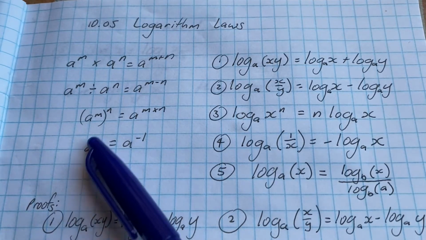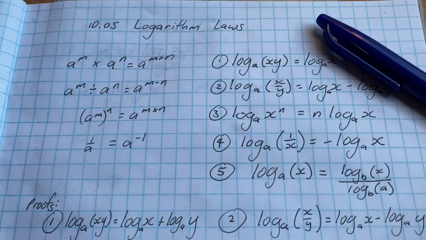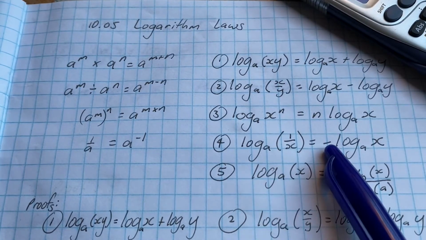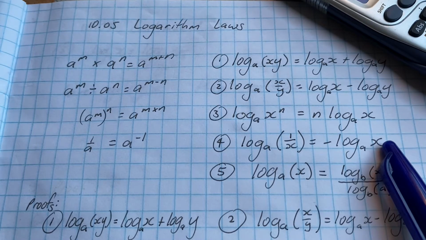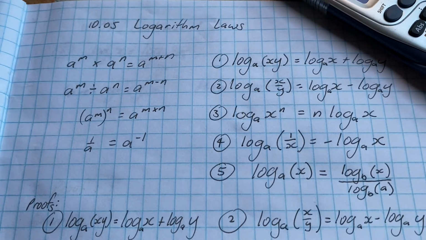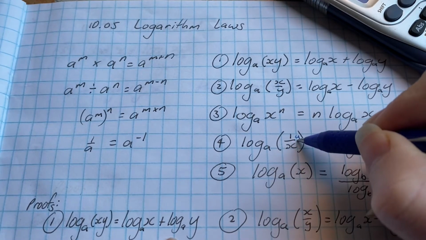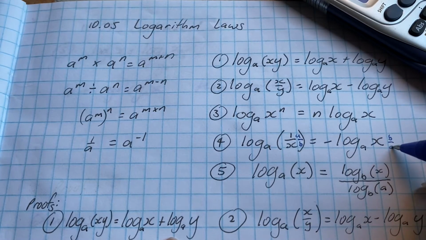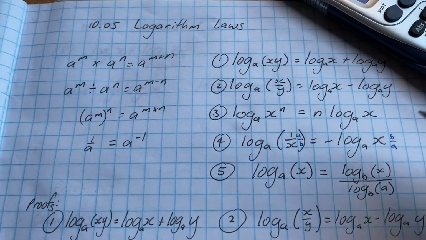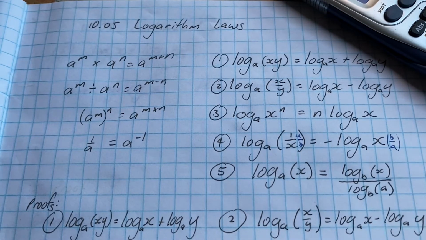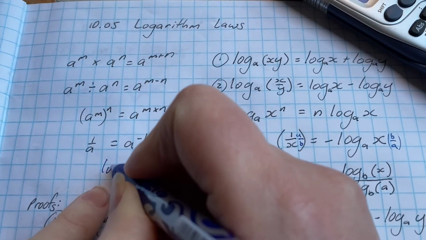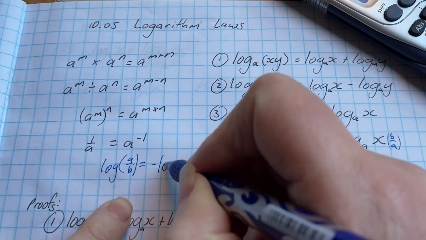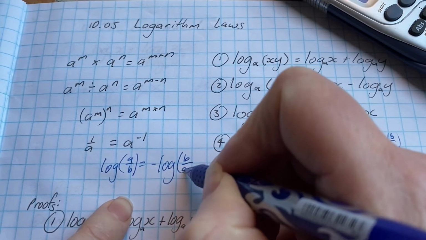Where we have 1 on a, that is the same as a to the minus 1. Our log law, when we have a reciprocal, is to put a negative in front and undo the reciprocal. In the same way, really, if this was a on b, this one would be b on a. That's another option. I might just write that off to the side. If we have log of a on b, that's the same as the negative of log of b on a.